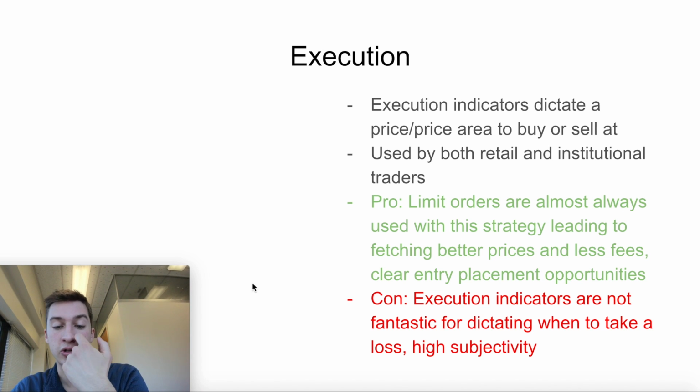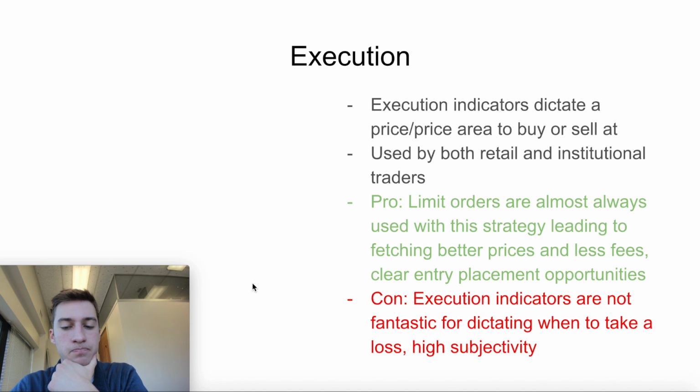Another pro is that limit orders are almost always going to be used with this strategy. If you're given an exact price to buy at, typically you're going to put your limit buy order around there. Maybe you could wait for price to dip down and then market buy when price goes up, but you're probably going to be making the most money if you use limit orders. That's going to lead you to catch better prices, because if you're buying with a limit order with an execution indicator and price goes down there and hits it, you're going to be making more money than with a trigger indicator, where price gets triggered here and then goes up past the level that you would have bought at with a limit order, and then you market buy here at a worse price and with more fees. So that's just my little thing on limit orders versus market orders.